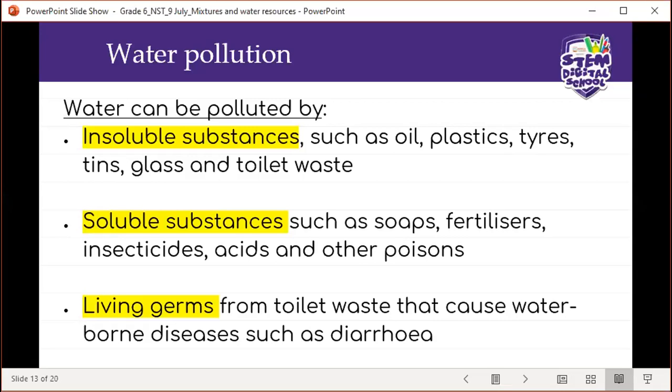That is the question in the group. I see Joy says soluble substances can dissolve in water. Beautiful. So soluble substances can dissolve in water, and insoluble substances cannot dissolve in water.